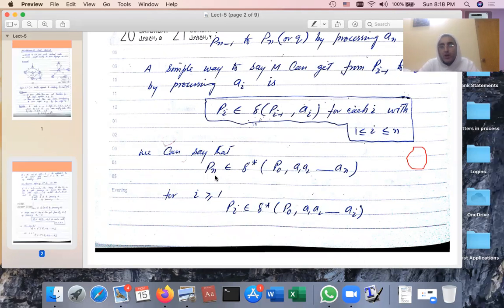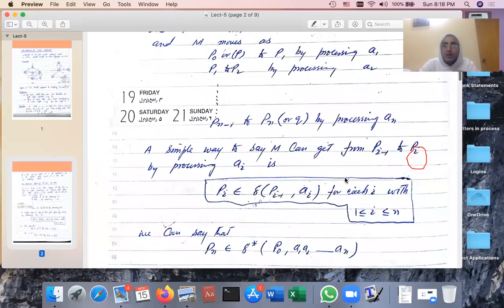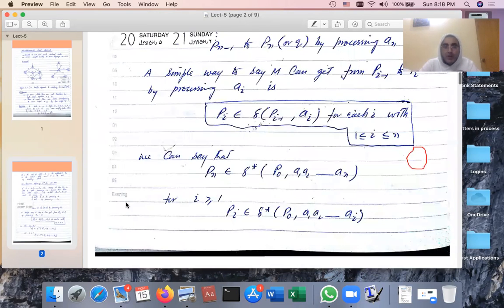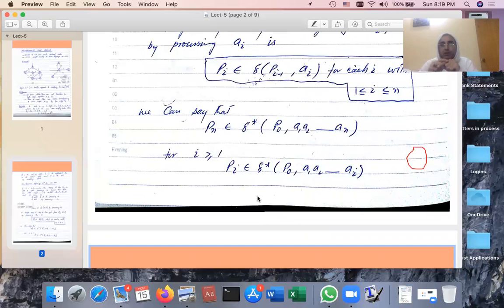So this equation is concluding the whole story that we have seen here. Again, for i greater than or equal to 1, if we convert this equation into the form of i, then we can write i is greater than or equal to 1, and then we can write Pi is equal to delta star of P0, A1 A2, and we can convert this n into Ai. So this equation is also saying the same thing as the equation with the notation Pn. And I hope that you now have the understanding.